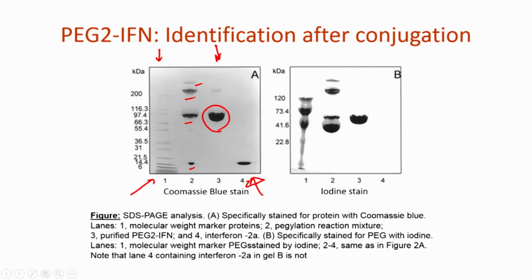And this is just an iodine stain which stains for the PEG. So, in this case only the PEG is showing up and not the protein, as was expected. These bands correspond to the same ones here.